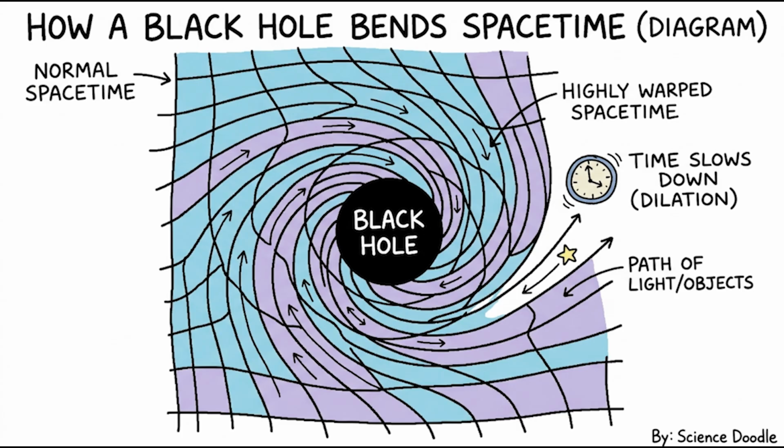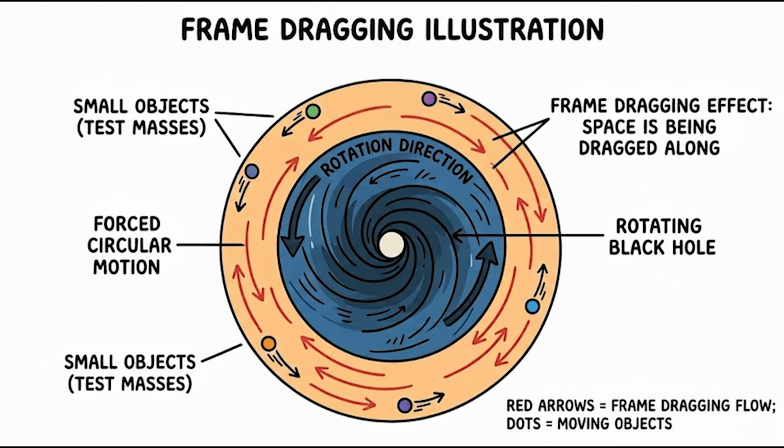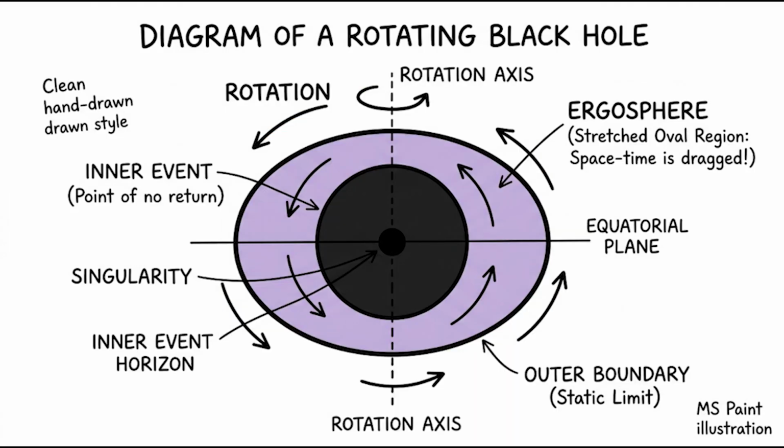When a black hole spins, it doesn't just affect matter, it actually drags space-time itself along with it. This effect is called frame dragging. Anything that gets too close is forced to move along with the black hole's rotation. No choice. Around a rotating black hole is a strange region called the ergosphere. Here, space-time is being dragged so hard that nothing can stay still.